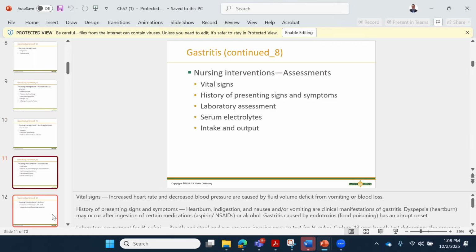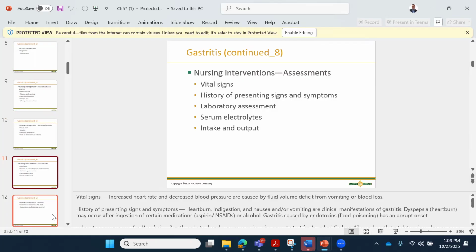You also think about history of presenting signs and symptoms. So, things that are your normal types of suspects, such as heartburn, indigestion, nausea, vomiting, dyspepsia may occur after the ingestion of certain foods or medications. And the medications, again, that you would be most concerned about are your NSAIDs or your salicylates, such as aspirin. There can also be a relationship between the ingestion of alcohol and gastritis, and that would be dependent on the type of alcohol that is ingested.